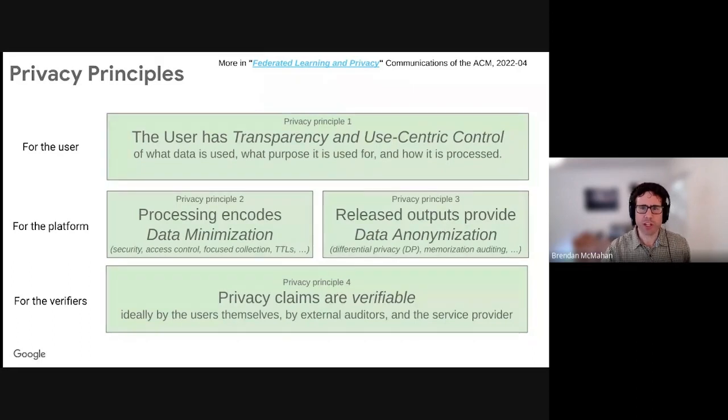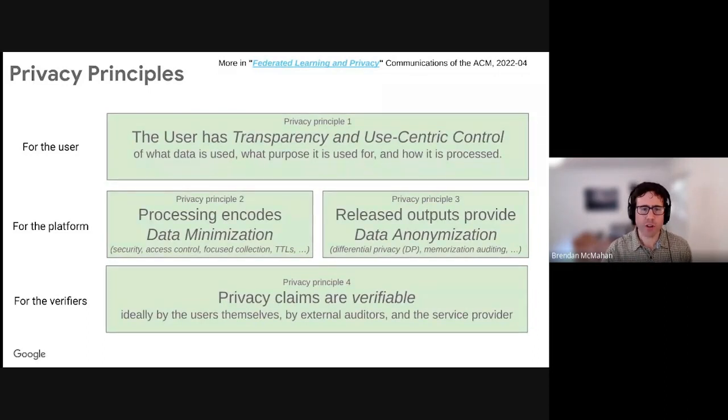So the first principle here is probably the most important, and it's really about the user experience of privacy. Users should have transparency and user-centric control of what data is used, what purpose it is used for, and how it is processed. The middle two principles are, I would say, two different aspects of how a system can actually implement privacy, and I'll dive more into those in the next couple of slides.